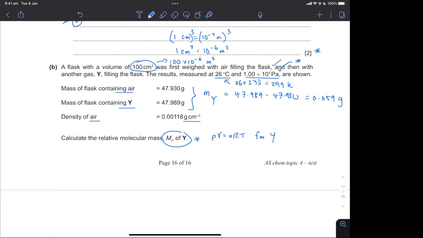So if I have all that, and I know my n is mass over Mr, RT, rearrange Mr, that's going to be mRT over PV. My mass is okay. My R is from the data booklet. My T is 299 Kelvin. My P is pressure. My V is in meter cube. I changed the 100 cm cube to meter cube there. So hopefully that makes sense. And you can just substitute everything into the calculation and you get your final answer. This is gram per mole because 1 mole of the substance has this particular mass. There's the unit of Mr there.